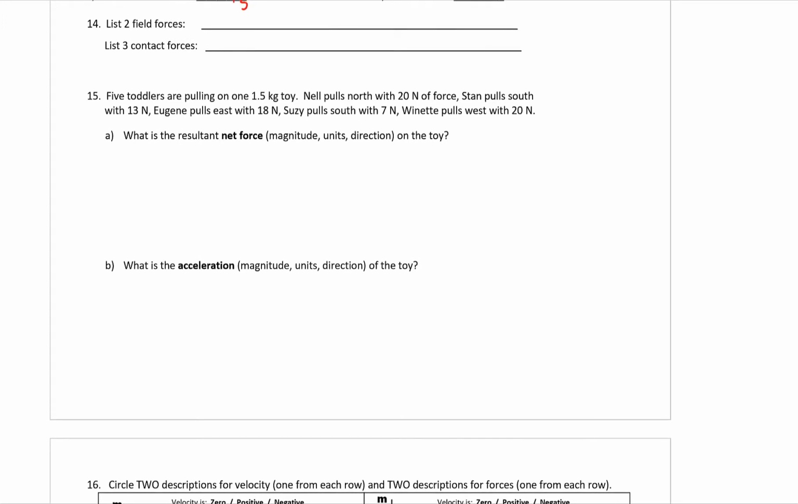So list two field forces. The only two you have to care about in this class are going to be gravity and electromagnetism. The other field forces generally act inside the nucleus of atoms and are not things you deal with in the everyday world. Three contact forces.